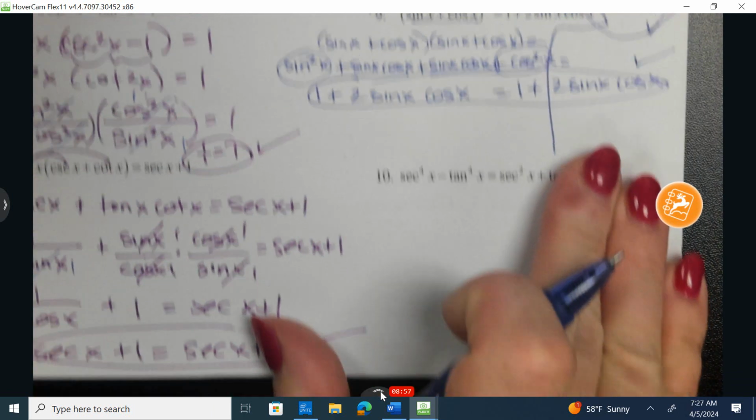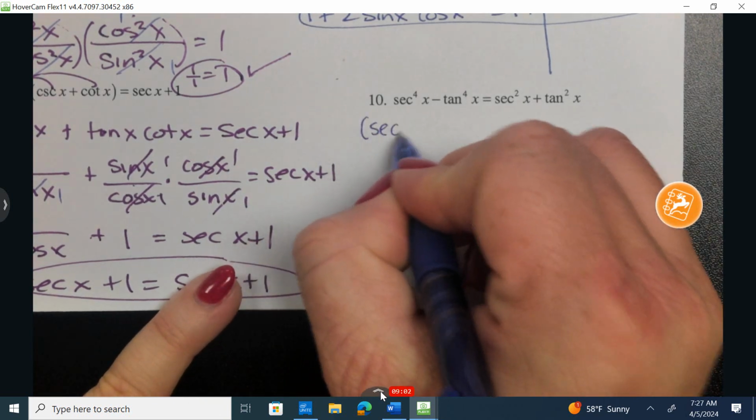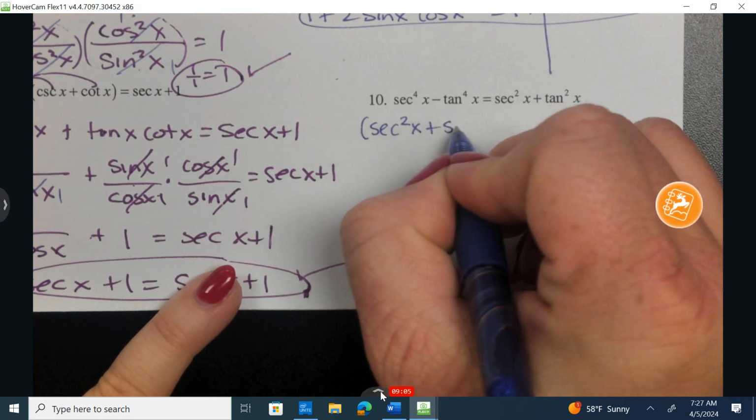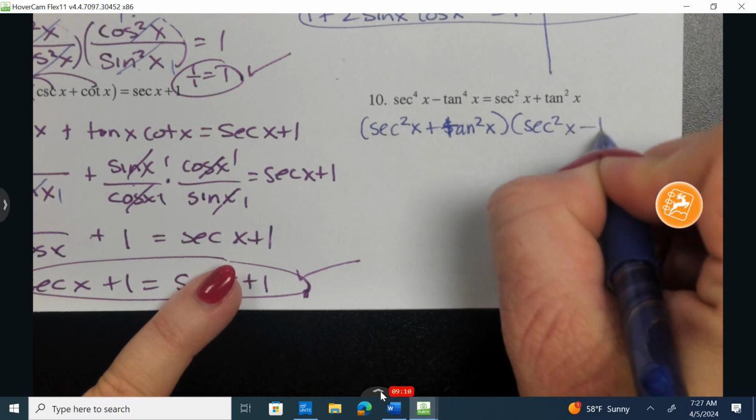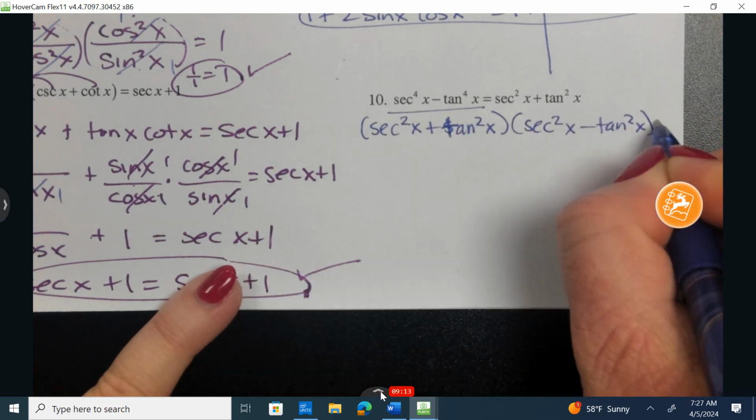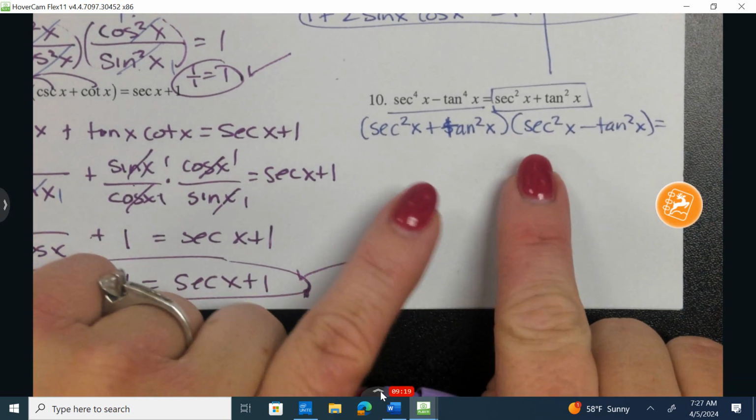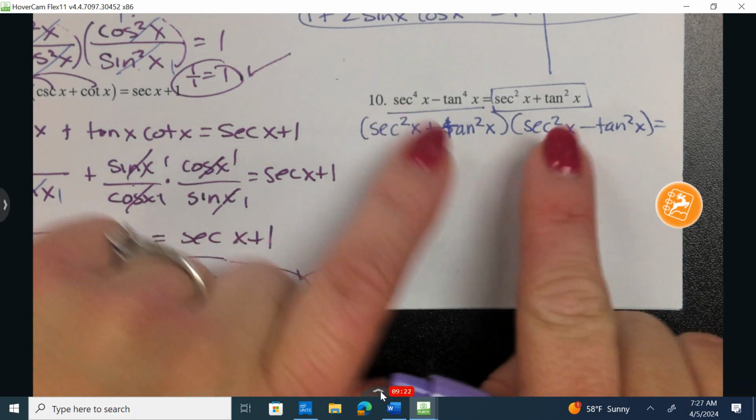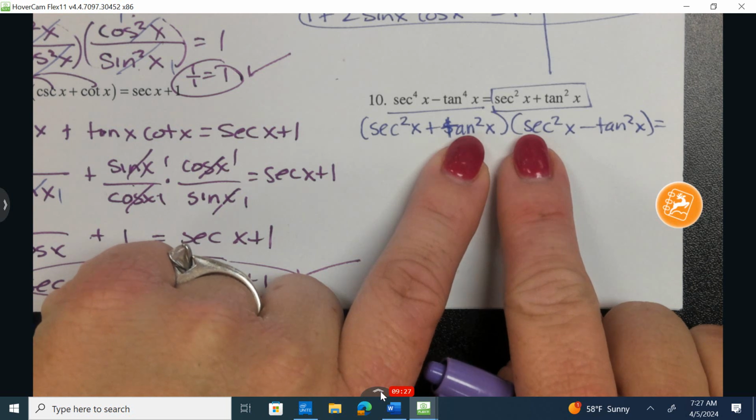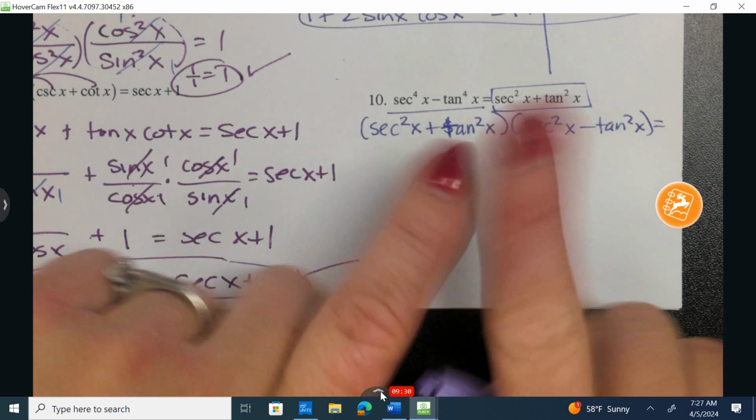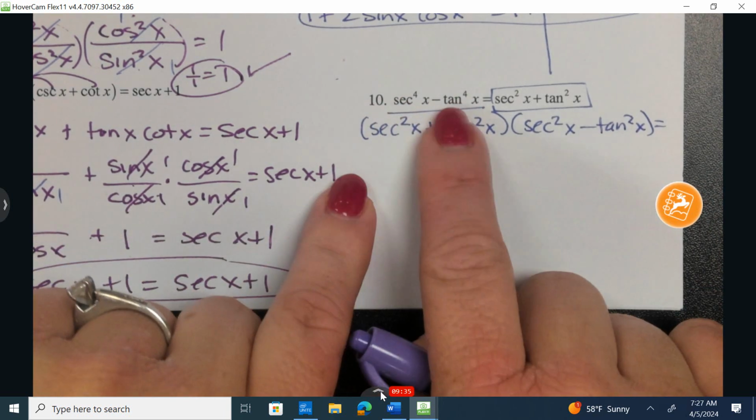All right, let's go down to number 10. Now I'm going to rewrite this as the secant squared x plus tangent squared x, and secant squared x minus tangent squared x. Now this is all on the left-hand side, and I want it to equal what's on the right-hand side. Okay, so if I FOIL these out, I'd get secant to the 4th, and then the insides and the outsides would be additive inverses. One would be positive secant squared tangent squared, the other would be negative secant squared tangent squared. So they'd cancel out, and then the backs would be subtract tangent to the 4th. That's how I'm able to break this up into two groups.